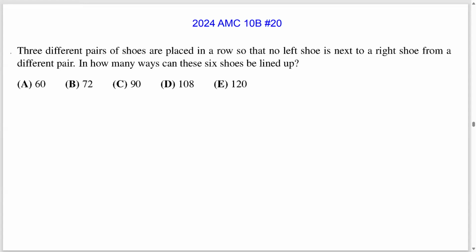Three different pairs of shoes are placed in a row so that no left shoe is next to a right shoe from a different pair. In how many ways can these 6 shoes be lined up?